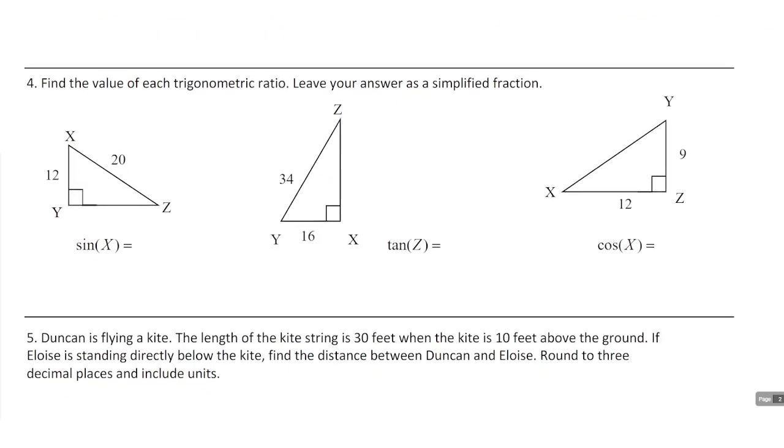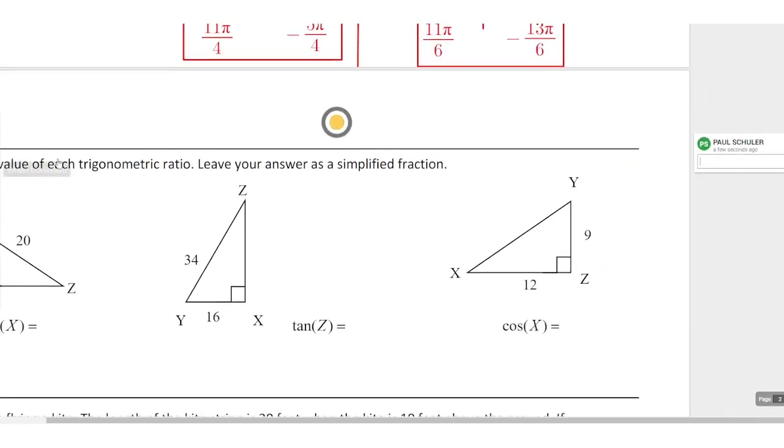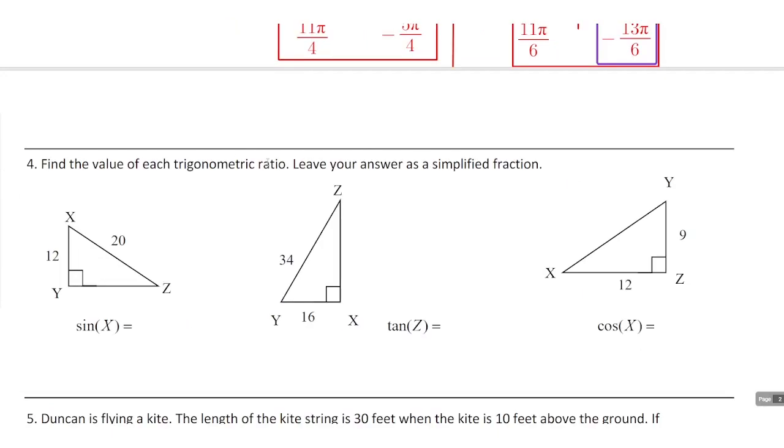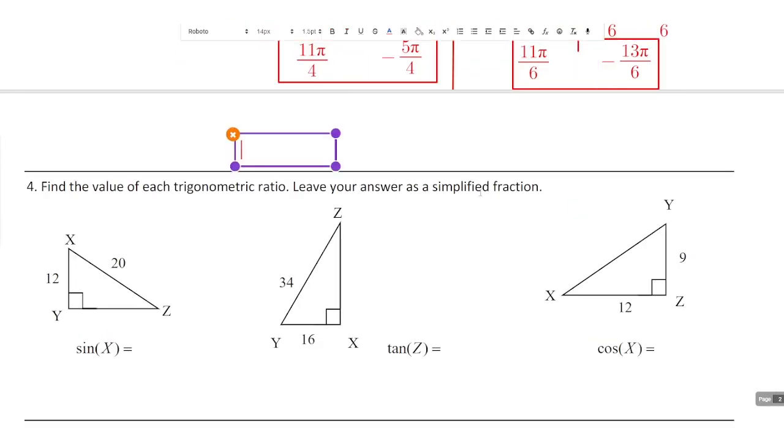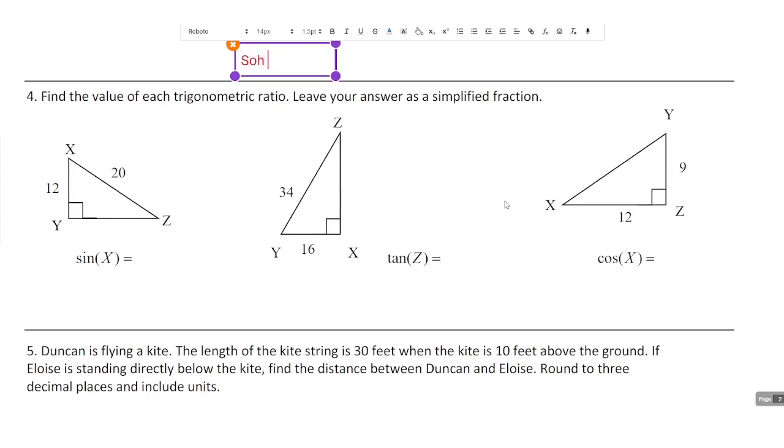It says, find the value of each trigonometric ratio. Leave your answer in simplified form. So here, we're just going to have to make sure we know what our ratios are to help us out. Let's get rid of that. All right, here we go. SOHCAHTOA. It's going to help us out here, and this is just going to help remind us what the ratios are.